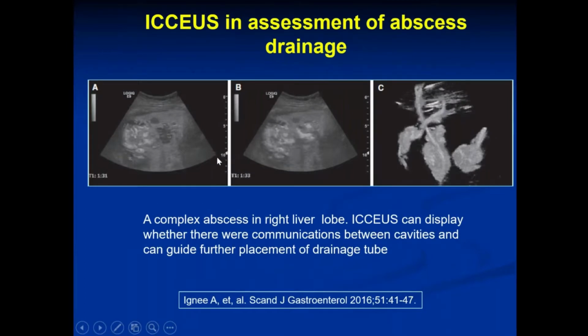These pictures are quoted from Dr. Egli A.'s article published in Scandinavian Journal of Gastroenterology. There was a complex abscess in the right liver lobe. ICCEUS can display whether there were communications between cavities and can guide further placement of the drainage tube.